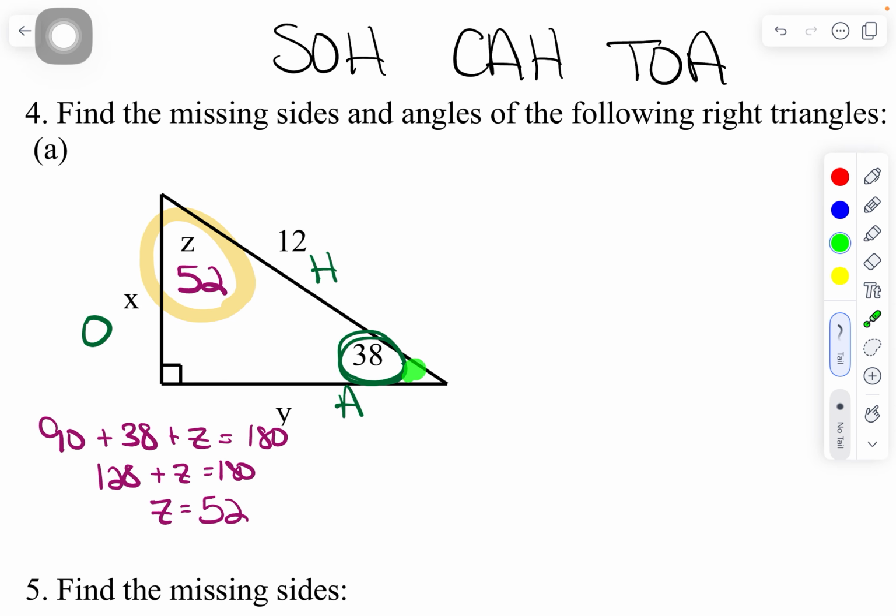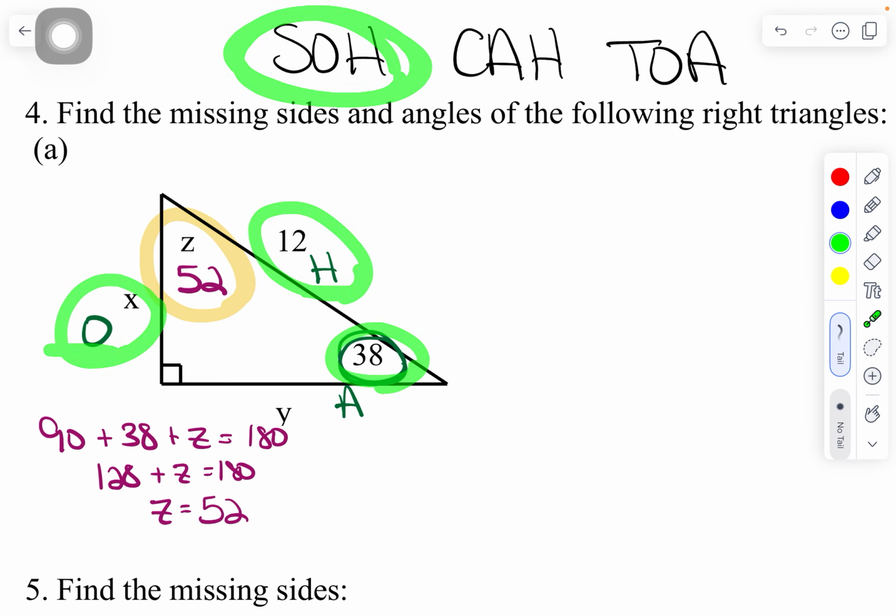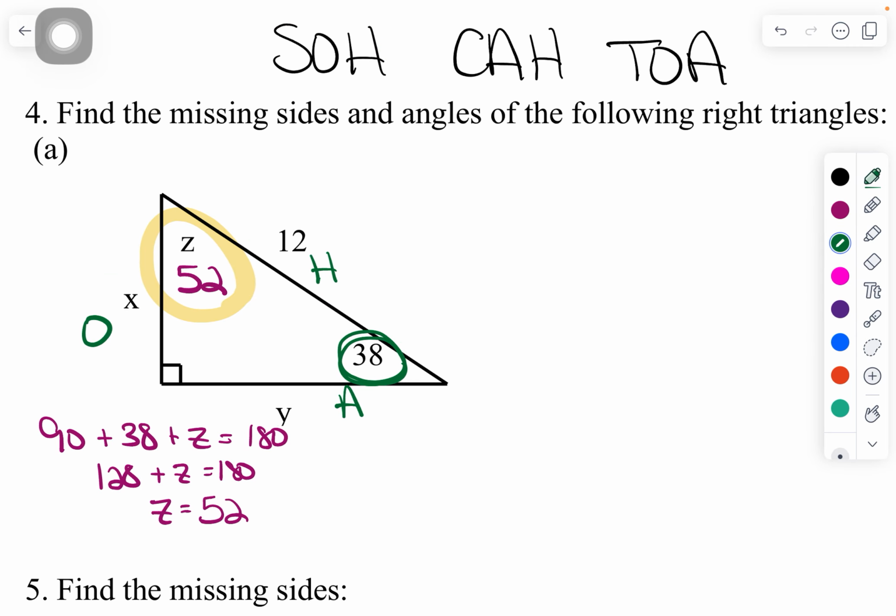So I'm going to use the 38-degree angle. X is opposite, and 12, which is the hypotenuse, is what I know. So opposite and hypotenuse references SOH, so that's going to be my SO, which means the sine of 38 degrees equals the opposite side over the hypotenuse. Again, that reference would be SOH.